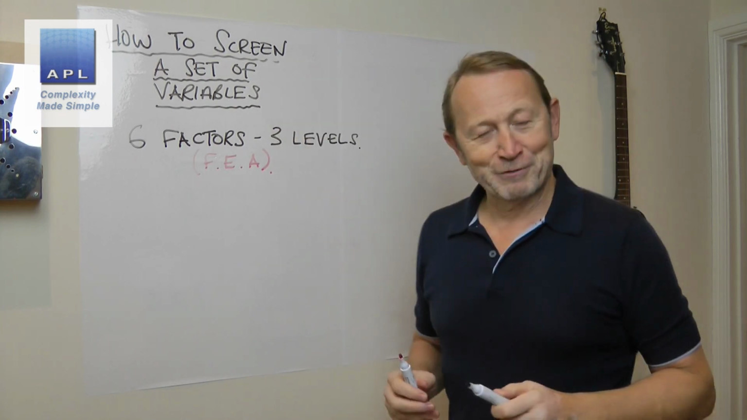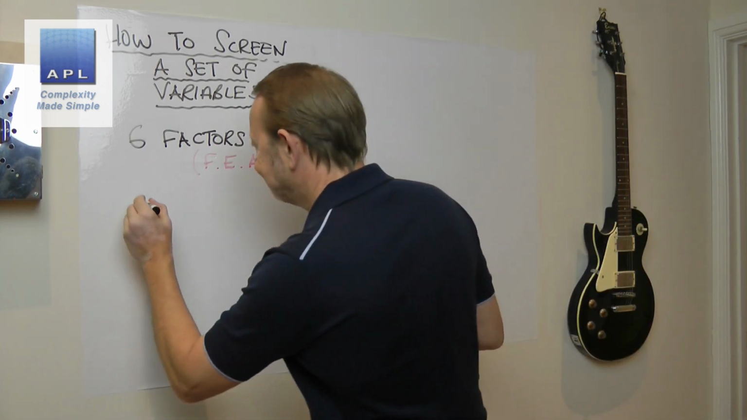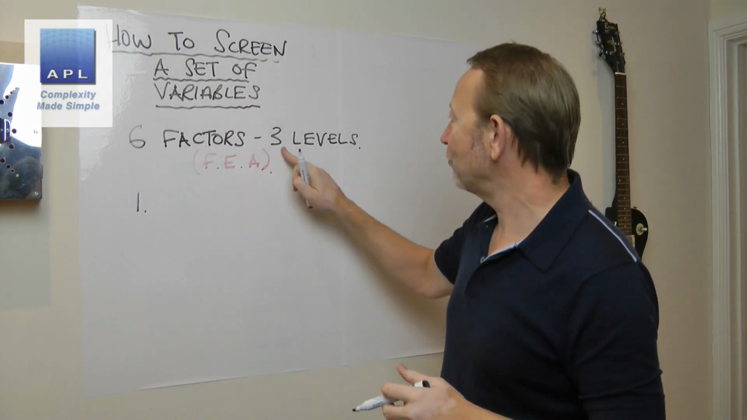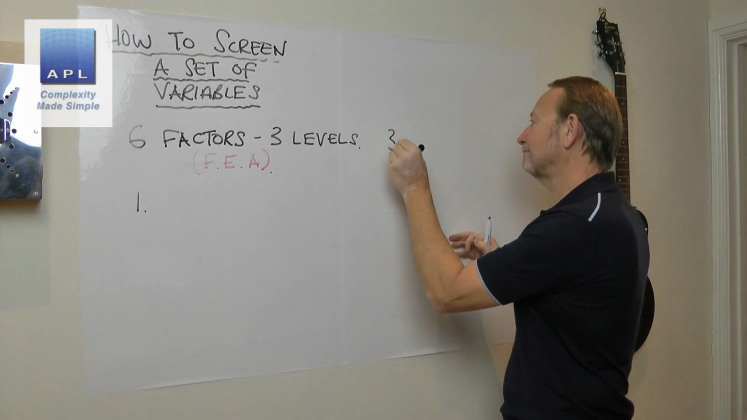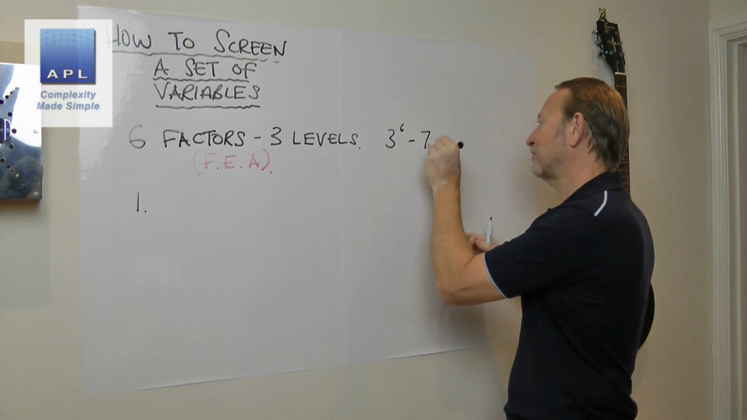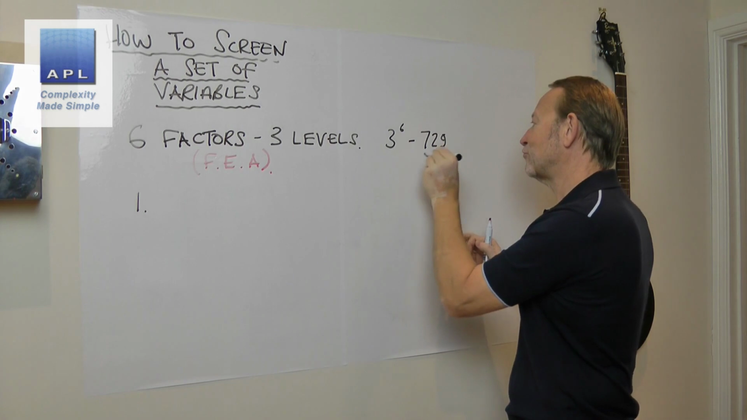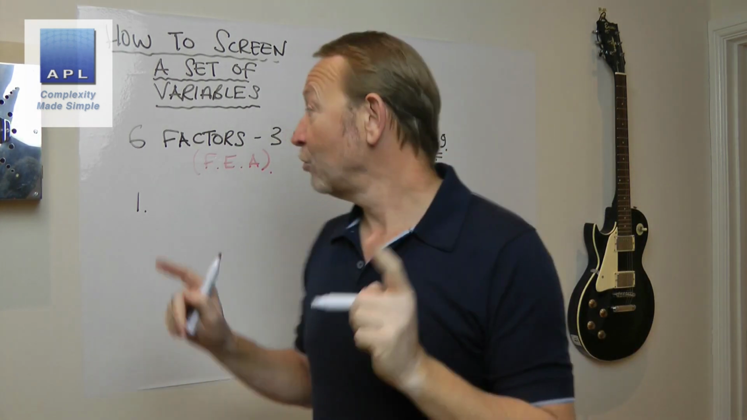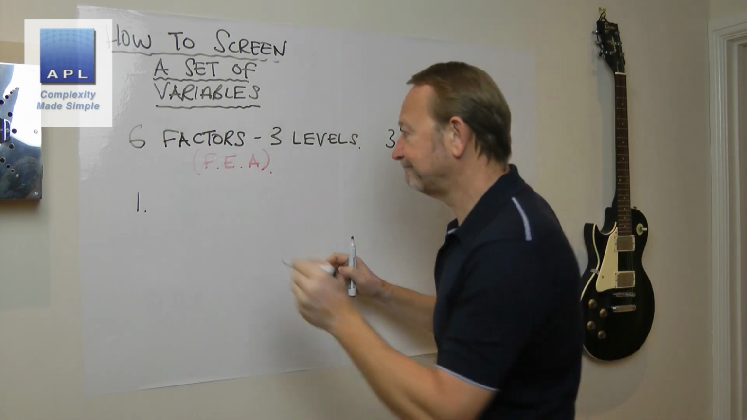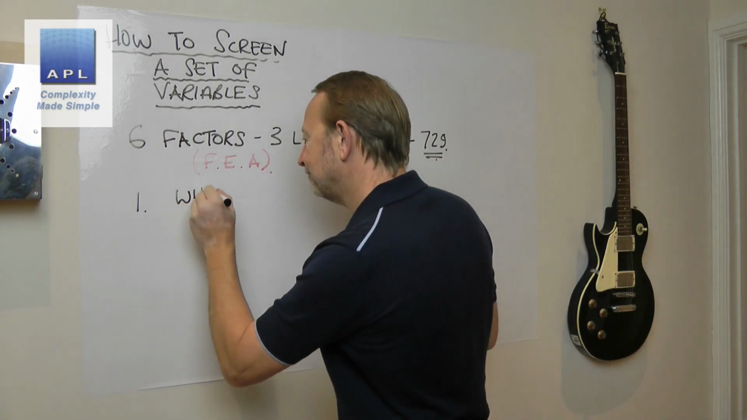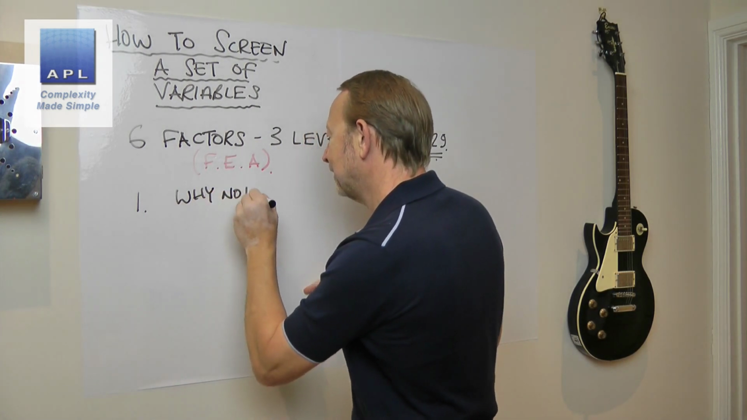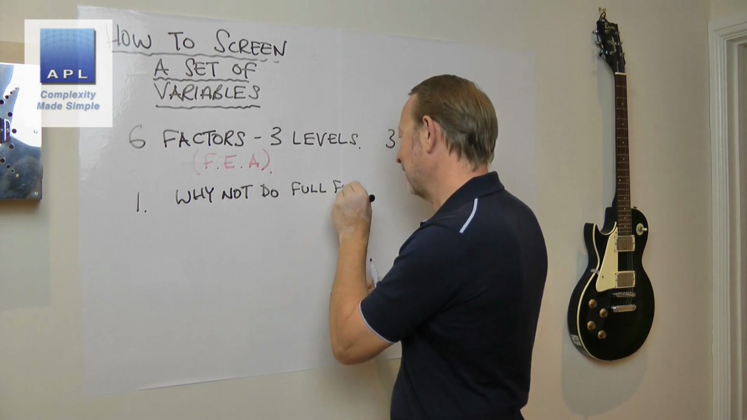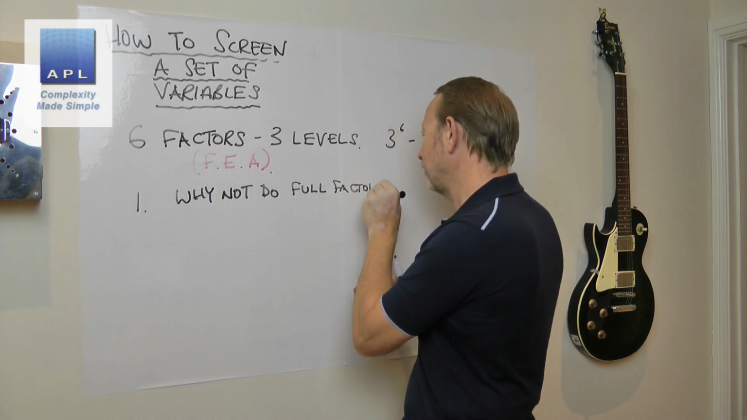So I'm going to give you 3 options for doing your screening DOE. And actually the first thing I'm going to give you as an option, number 1, is not to screen at all. You tell me that if I go 3 to the power 6, I think you say it comes to 729 combinations. So here's option 1. When you're doing it on a computer, option 1 is, why not do the full factorial?